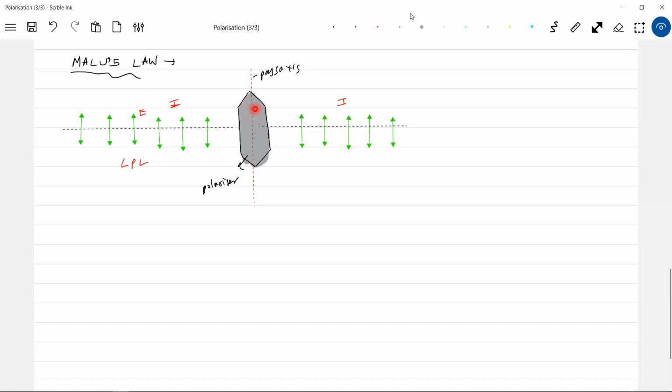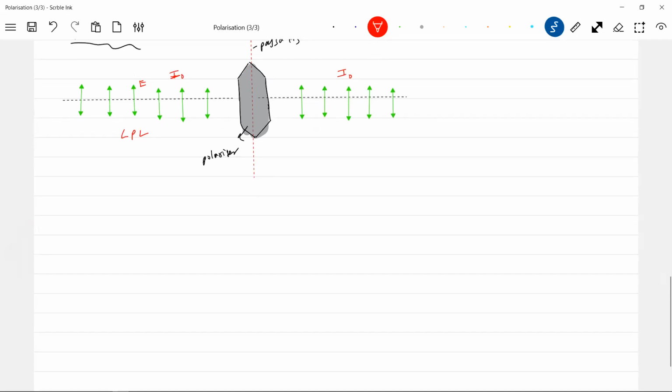Now slightly let me rotate this. If I rotate this, let me call the intensity I naught. Let it be I naught. If I rotate this pass axis, I need some diagrams.